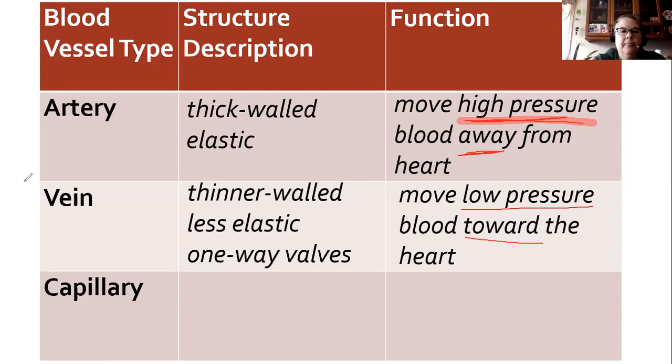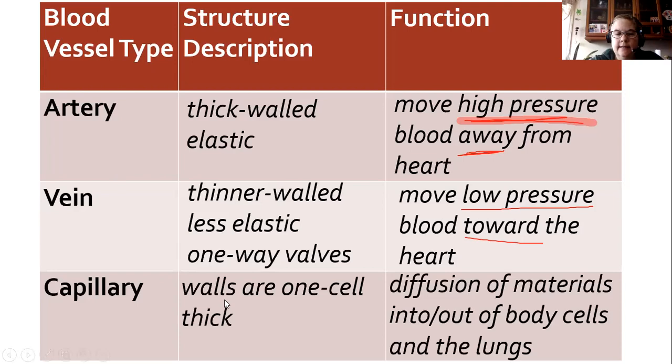Okay, so now if I was to look at a capillary, what description could I see? How would I be able to figure out that I'm looking at a capillary? Okay, capillaries are one cell thick. That's probably one of our biggest identifiers. One cell thick, with little red blood cells traveling through them in single file. So the walls are one cell thick.